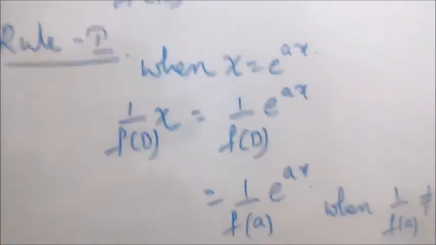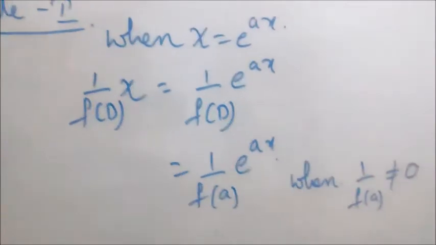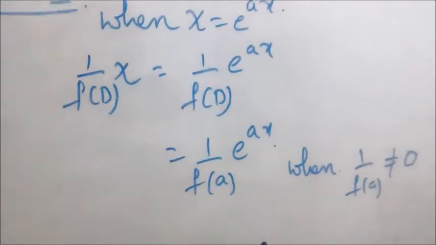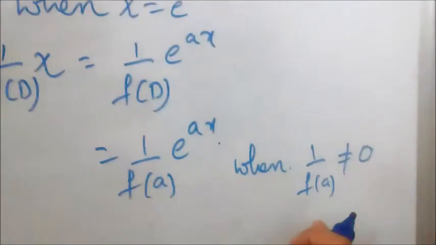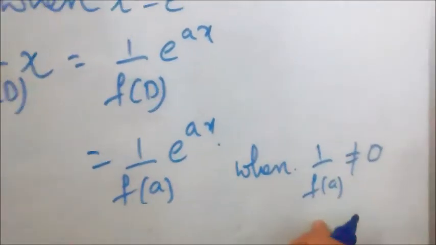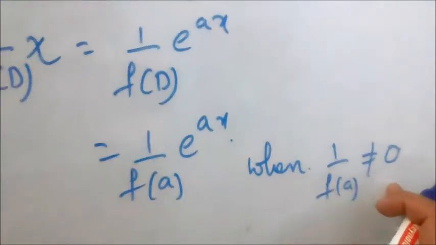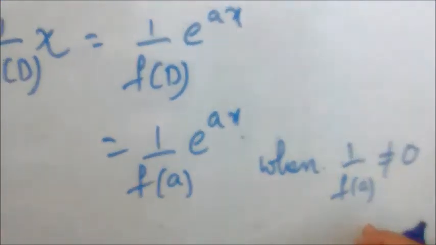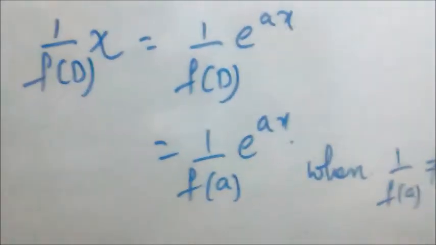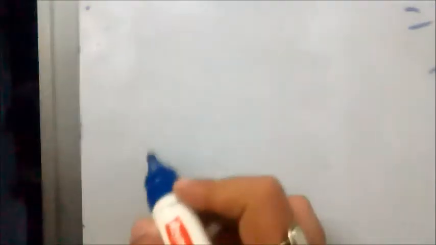For rule 1, we have to substitute here D is equal to a. When we are substituting the a value in the D place, it has to become not equal to 0, that is 1 by f of a is not equal to 0. When 1 by f of a is becoming 0, that case fails. We have to move to the second case.